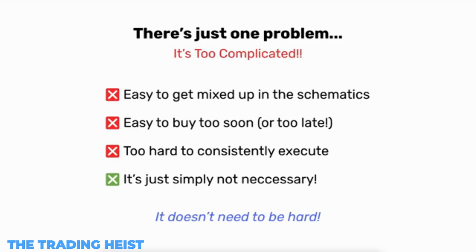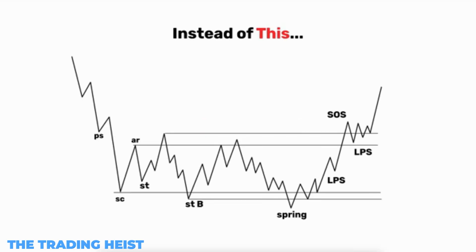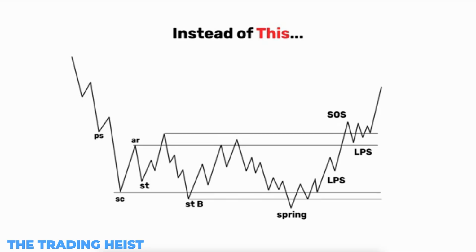Now, the concepts of Wyckoff can be utilized in a more simple fashion. So the question becomes, how do we combat this complexity? Well, we can do that by simplifying the Wyckoff schematics. So instead of viewing an accumulation like this, with all of the different confusing elements and so many different movements to keep on top of, we can look at an accumulation like this. This is, in essence, the same thing, but we don't have to keep track of all of these little tabs and different movements one by one.